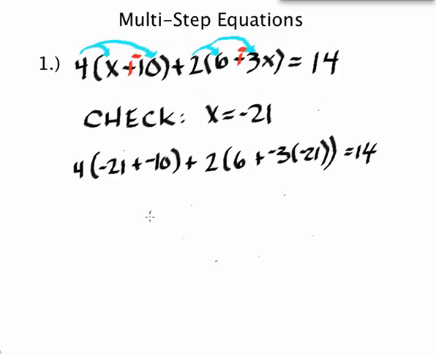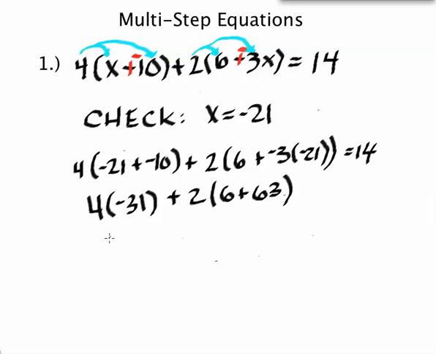So over here, I'm going to get 4 times negative 21 plus another negative 10. If I'm adding two negatives together, I add the two numbers together and keep the sign. It's going to be negative 31. Plus, over here, I got to do some multiplication in here. 2 times 6 plus negative 3 times negative 21 is positive 63. So there's 63. Okay.